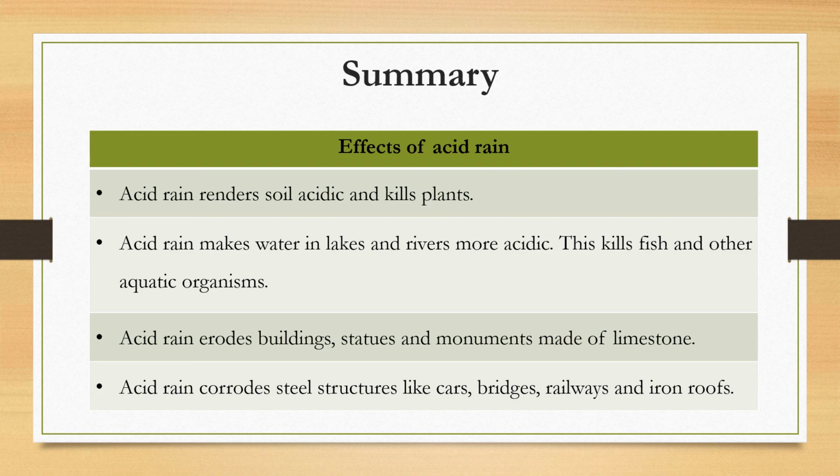Acid rain erodes buildings, statues, and monuments made of limestone. It also corrodes steel structures like cars, bridges, railways, and iron roofs.